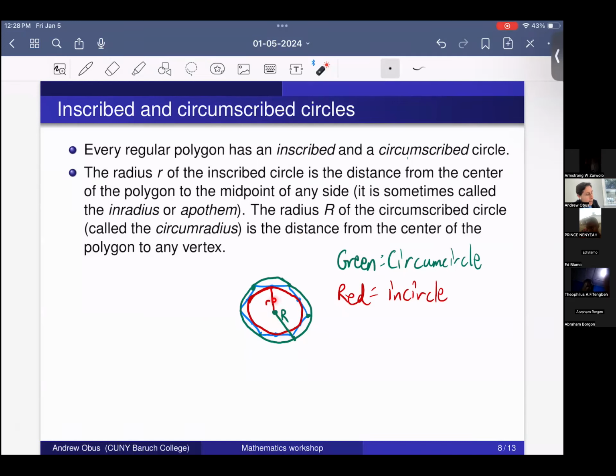Either of these could really be called the radius, right? And so when we're talking about polygons, we don't use the word radius because we have to be more specific than that. So we have the inradius, which is the little r, the smaller radius, and we have the circumradius, which is the big R, the bigger radius. So that's the role of both of them. Either one of them can be the radius, depending on what you want to know about the polygon.